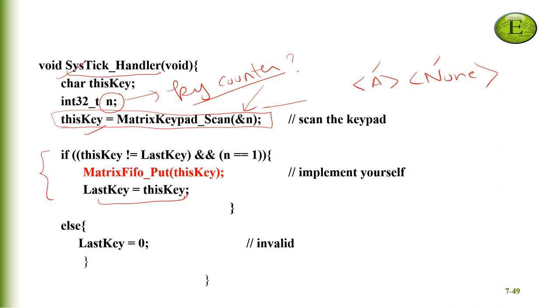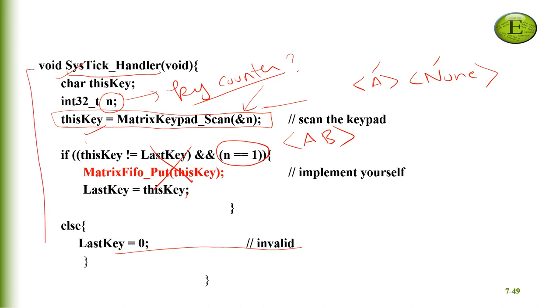So that's it. With the help of a SysTick timer interrupt service routine and the condition that there must be only a single key pressed, if there was a situation like A, B, the two keys pressed, then this condition would be false and we declare it an invalid key. So that's all about the keypad scan synchronized with the SysTick timer interrupt.